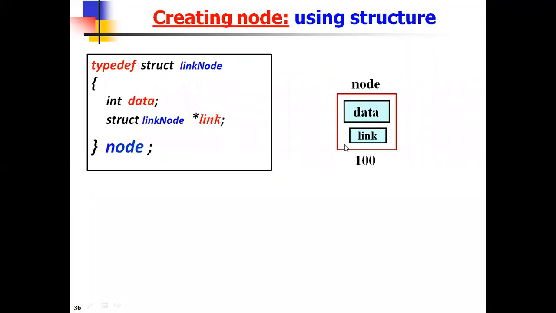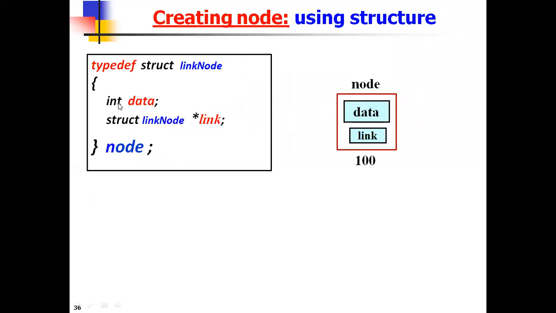Welcome you all. In the previous session I have shown how a node can be created using the structure. You can see here we have a declaration of the structure, and the name of the structure is link node, and this structure has two parts, data part and link part, that is shown in this node.